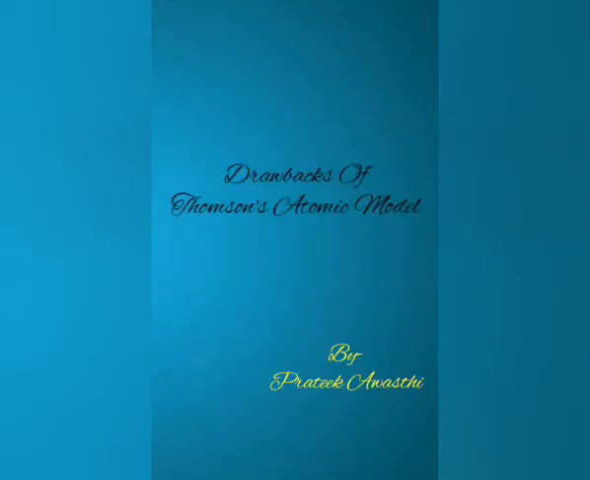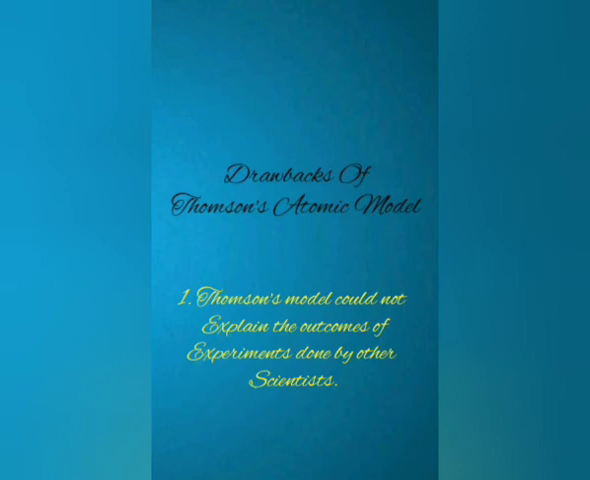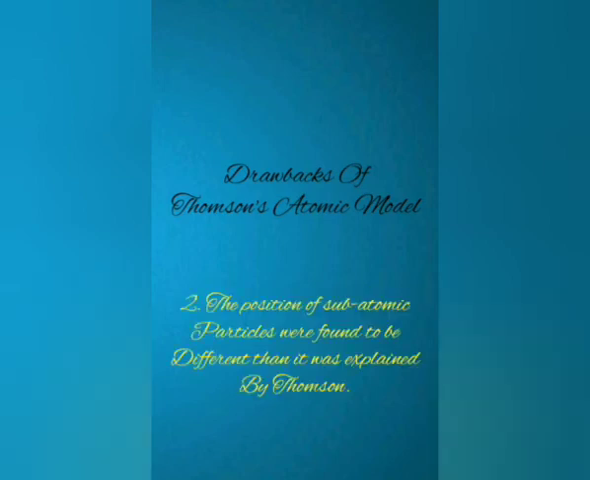Let's study the drawbacks of Thomson's atomic model. The first drawback of Thomson's model was that he could not explain the outcomes of experiments done by other scientists. For example, Rutherford by his experiments proved that positive charge is also in the form of very small particles like electrons. He named them protons, whereas Thomson said that positive charge is spread on the atom like a sphere. So this point discarded Thomson's model.